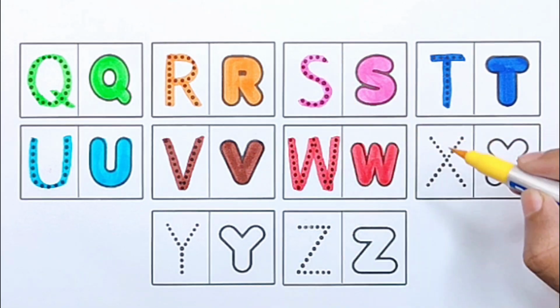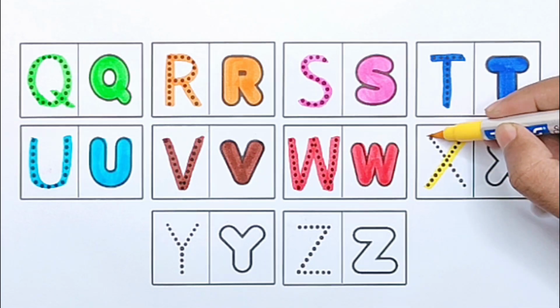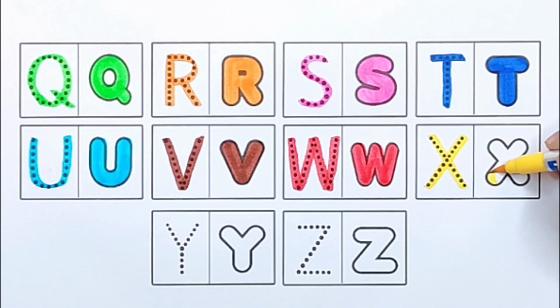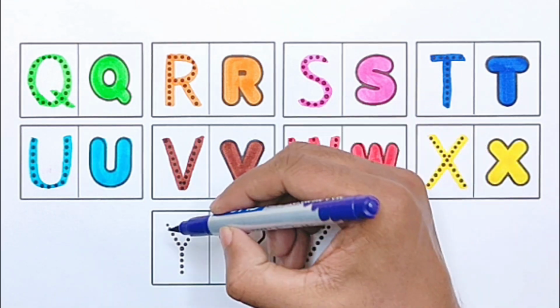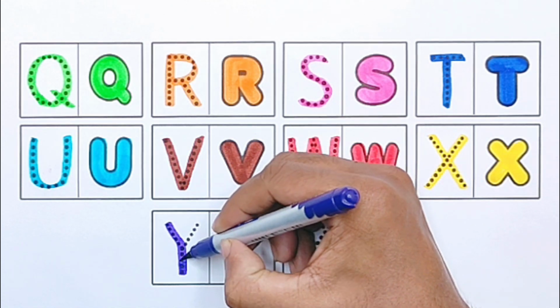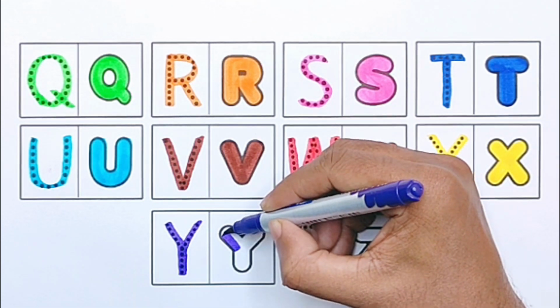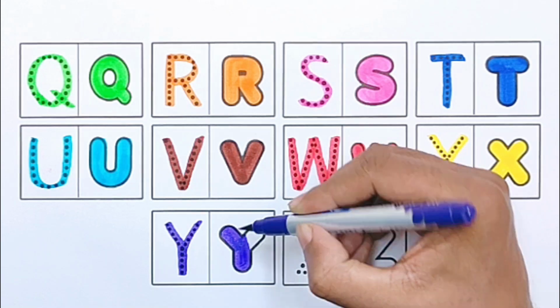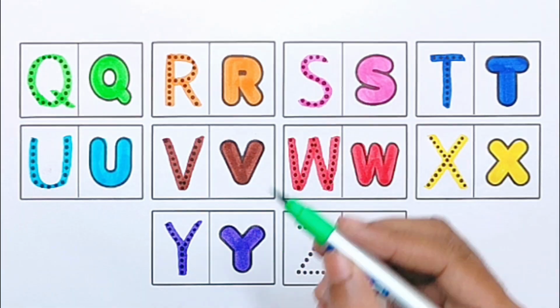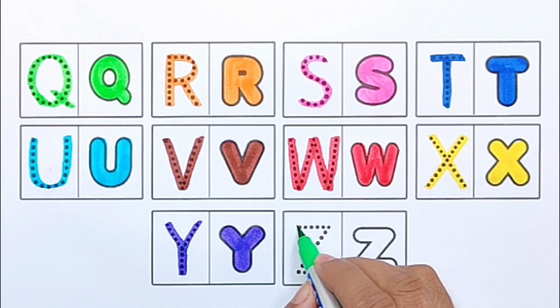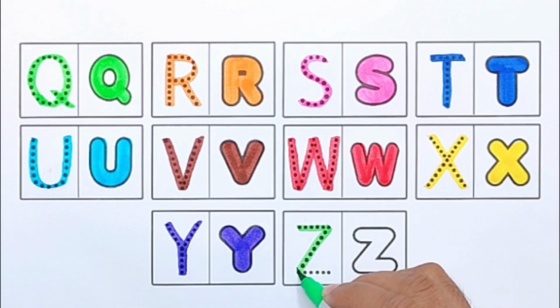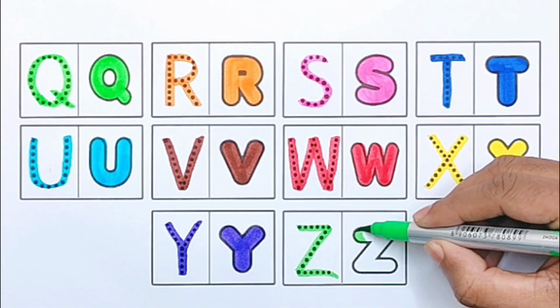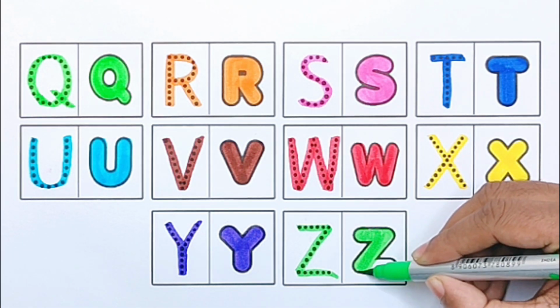Yellow color. X. X for xylophone. X for X-ray. Purple color. Y. Y for yo-yo. Y for yarn. Light green color. Z. Z for zebra. Z for zebra crossing.